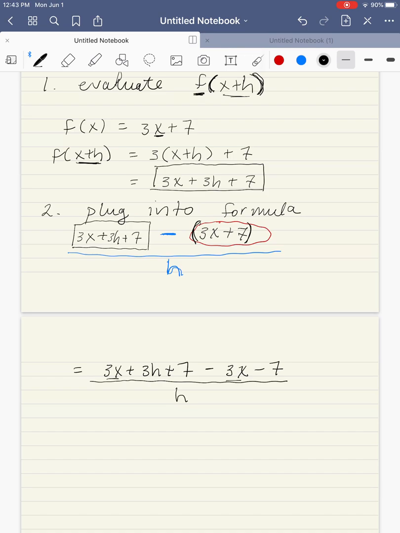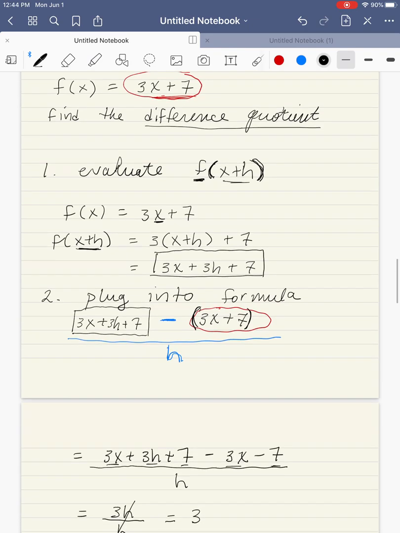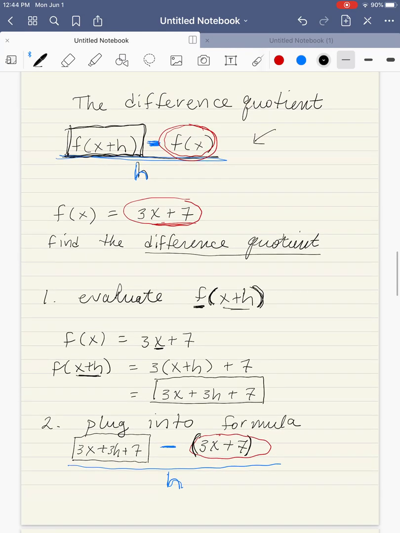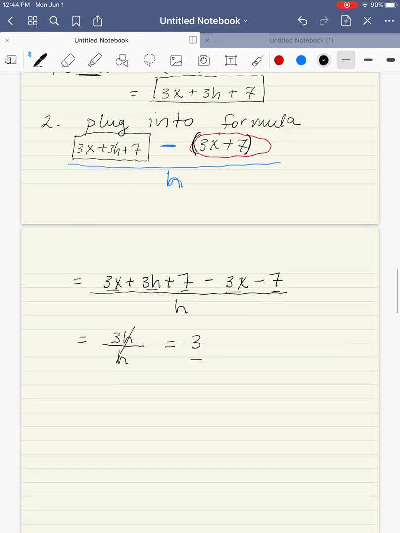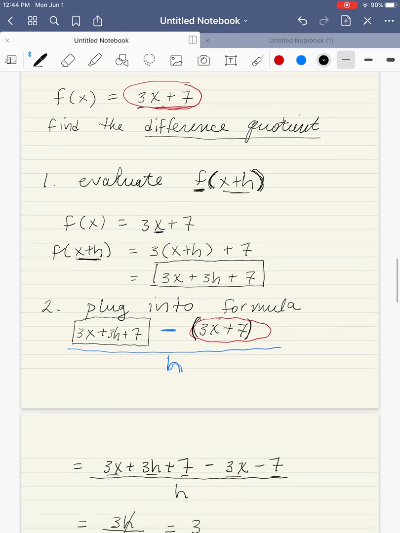And now I can combine like terms. Notice I have 3x minus 3x. That cancels out. 3h doesn't have anything to combine with. And then 7 minus 7 cancels out. So the numerator is just 3h and the denominator is h. And then my h over h cancels, and that's equal to 3. So what I found here is that the difference quotient, f of x plus h minus f of x all over h, for the function f of x equals 3x plus 7 is just equal to 3. And that ties into what I said earlier, that the difference quotient is actually a slope formula. And notice, we haven't actually talked about this in this class yet, we will very soon, 3 is the slope of that function.